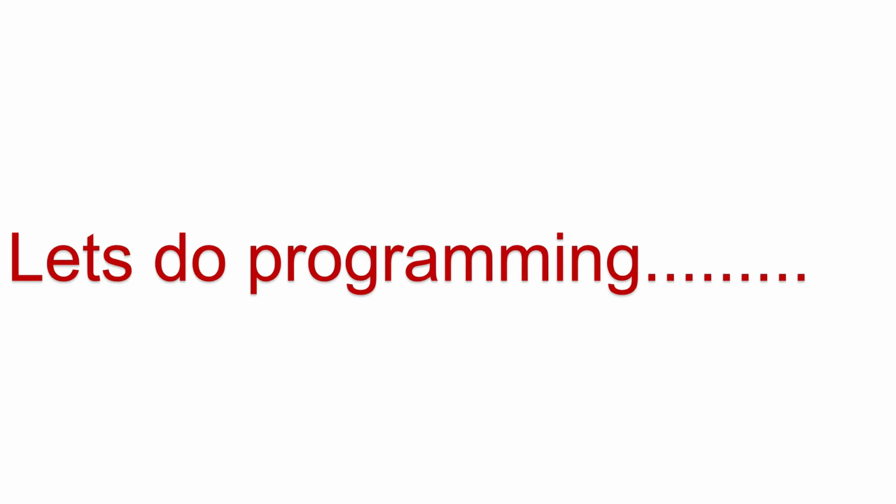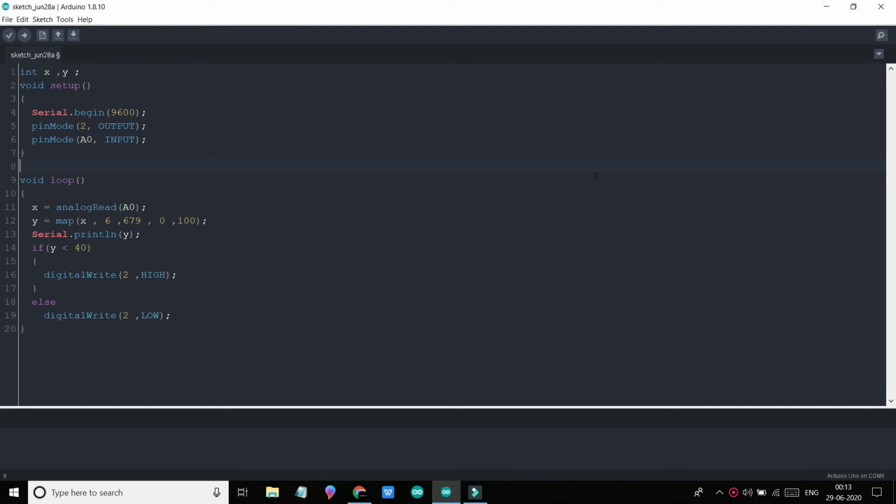Now let's do programming. So here is our code. In the first line I initialized x and y as global variables. Then we move to setup, and here in line 4 I initialize serial communication at 9600 baud rate. Then I initialized pin 2 as output because we will connect our LED to this pin. Then initialized pin A0 as input for LDR. Now we will program our loop function. Here in x variable we are taking analog readings from A0 pin, meaning from our LDR. Then in the next line we are using the map function. We already talked about it in a separate video. Check the I button to see that video.